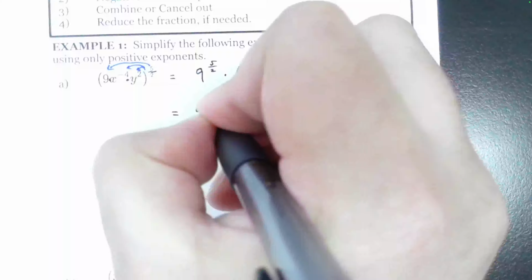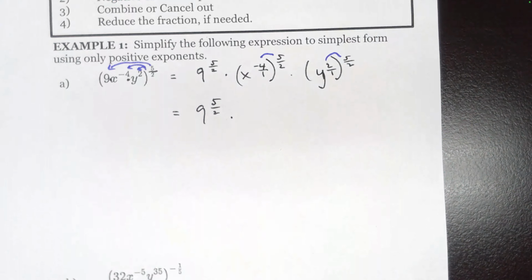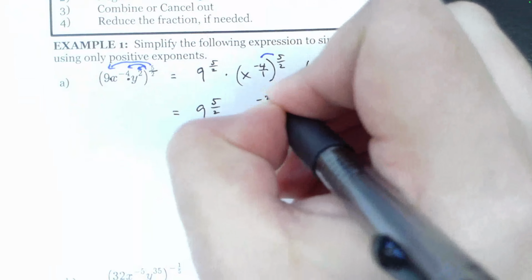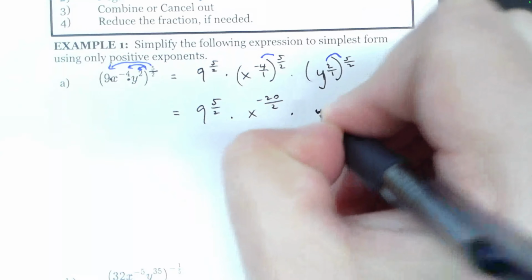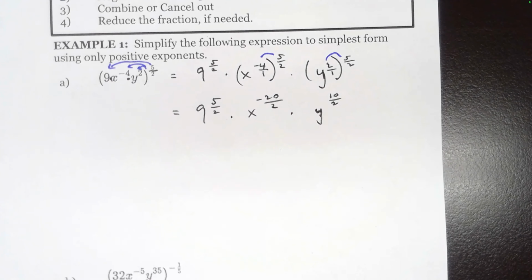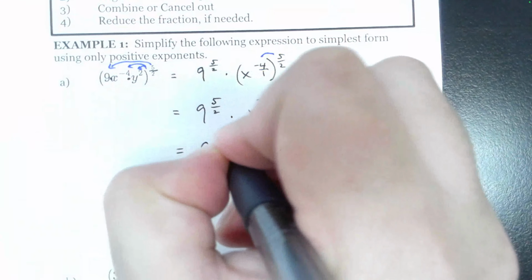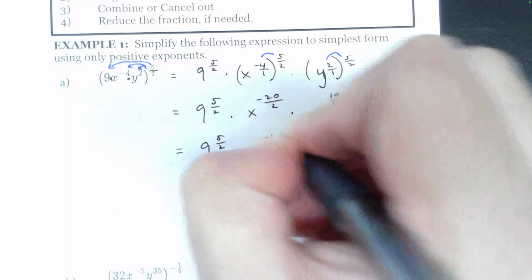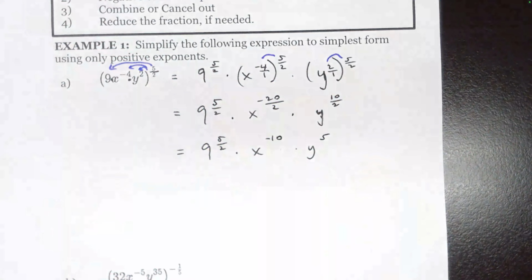So the first one is 5 over 2, 9 to the 5 over 2. When you multiply fractions, you multiply straight across and divide if you can. So I get negative 4 times 5, negative 20, divided by 2. And then y is 10 divided by 2. Divide them if you can, reduce them if you can. So the first guy is 9 to the 5 over 2, and then over here we get negative 10 y to the 5. First step done, no more parentheses.